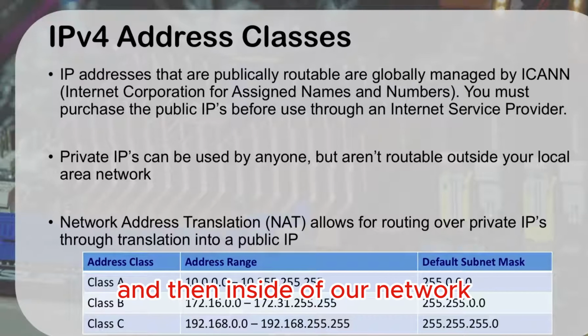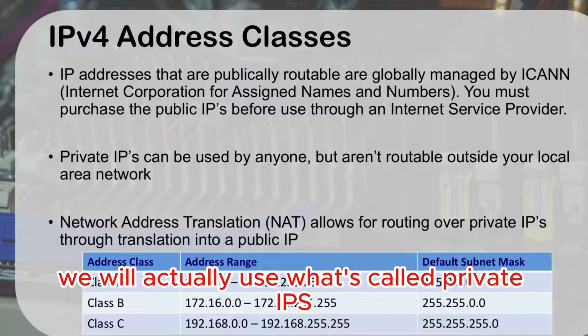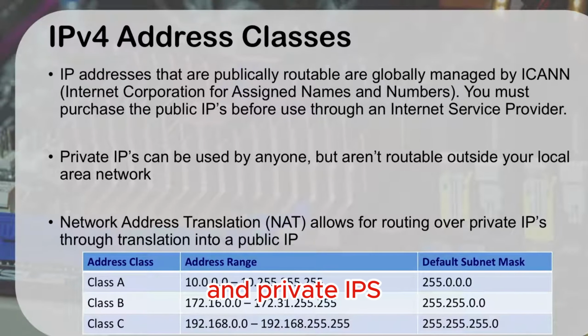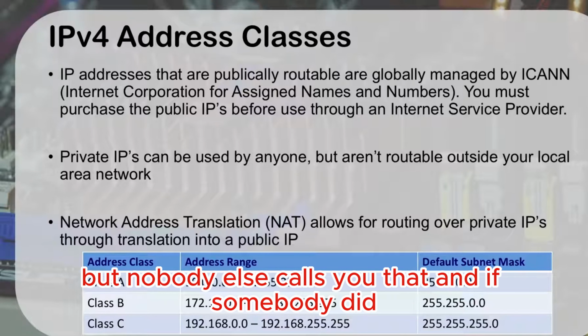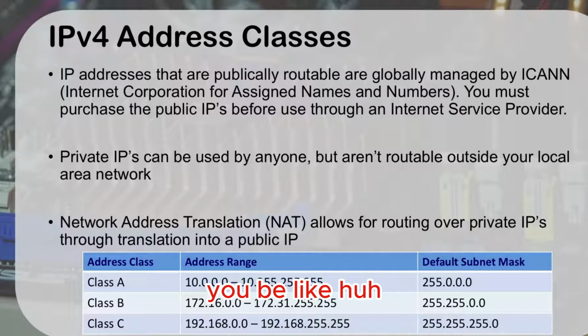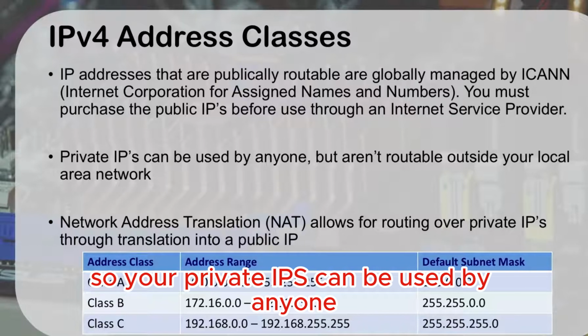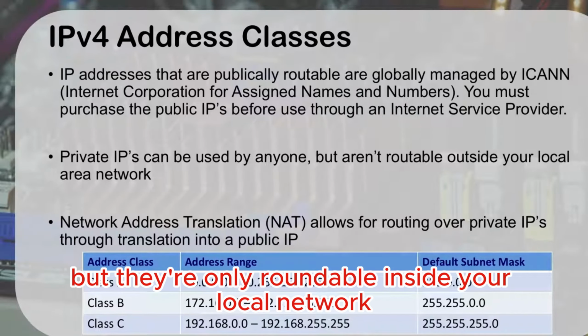And then inside of our network, we will actually use what's called private IPs. And private IPs, I like to think of them like pet names, right? Like you and your spouse may have pet names for each other, but nobody else calls you that. And if somebody did, you'd be like, huh, that's kind of weird, right? So your private IPs can be used by anyone, but they're only routable inside your local network.